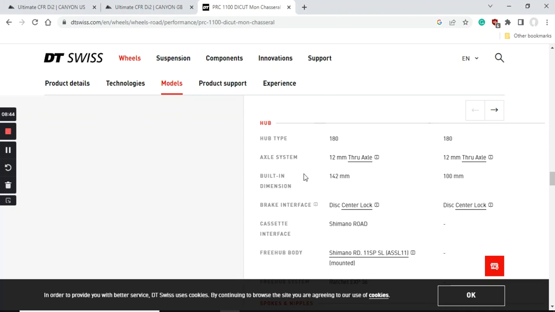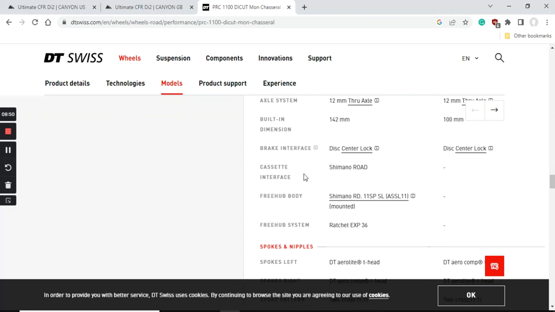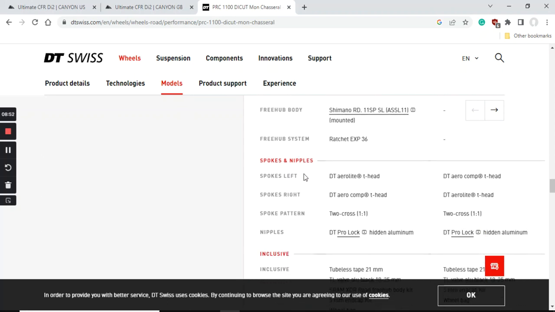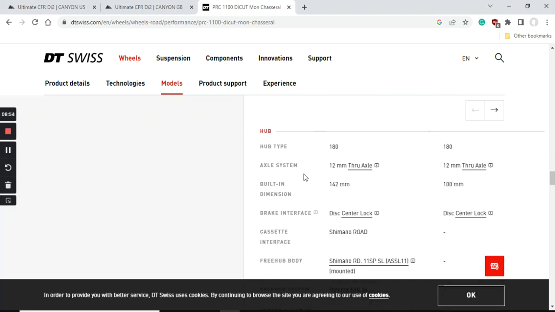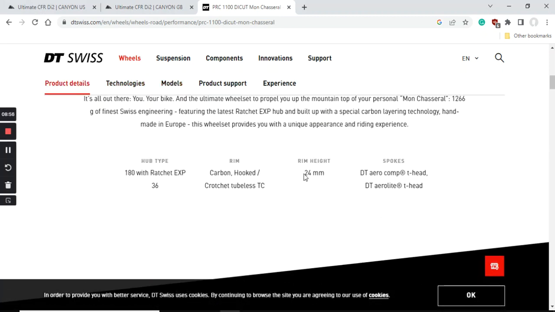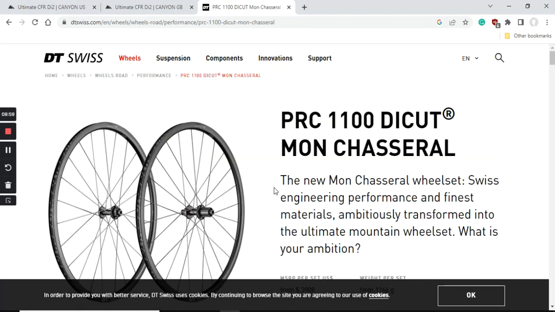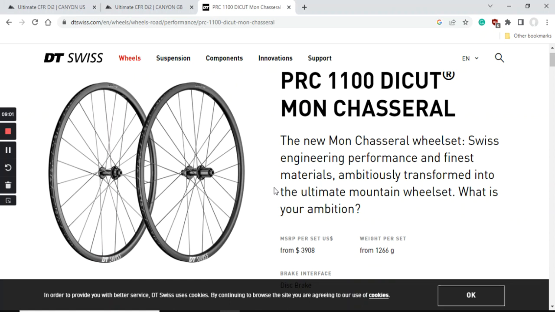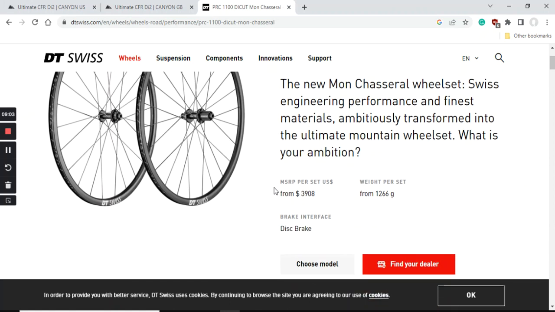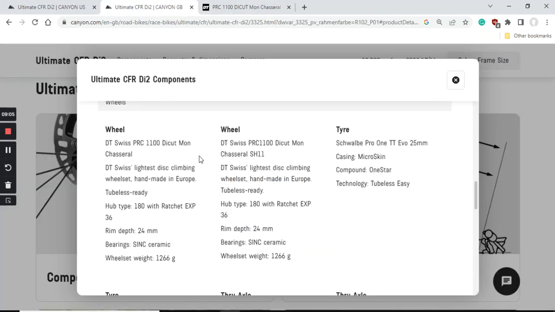It comes with superb DT Swiss 180 hubs with their superb DT Swiss Ratchet EXP 36 system and all the DT Swiss aero spokes. So absolutely, in my opinion, an astonishing wheelset. And as I say, this Mon Chasseral DT Swiss wheelset has a starting price of $3,900. You see, this wheelset is also wrapped in Schwalbe tires.